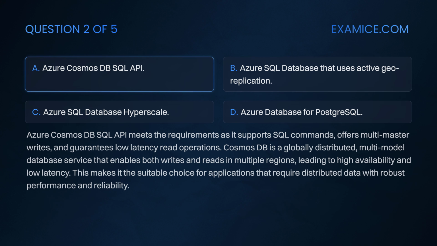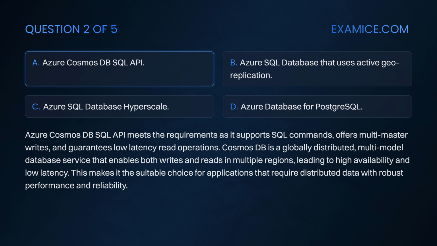Azure Cosmos DB SQL API meets the requirements as it supports SQL commands, offers multi-master writes, and guarantees low-latency read operations. Cosmos DB is a globally distributed multi-model database service that enables both writes and reads in multiple regions, leading to high availability and low latency. This makes it the suitable choice for applications that require distributed data with robust performance and reliability.